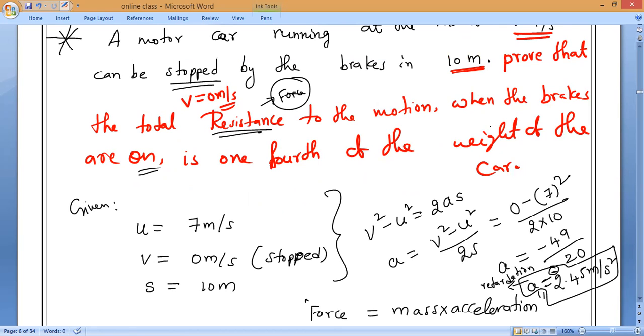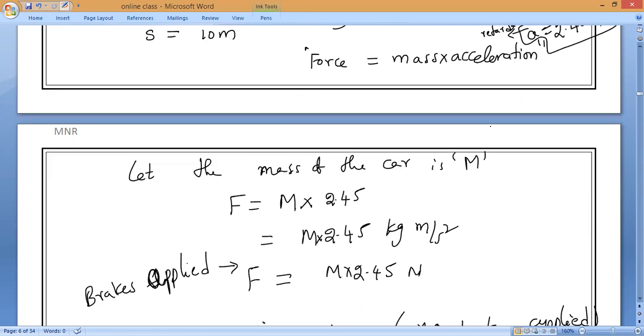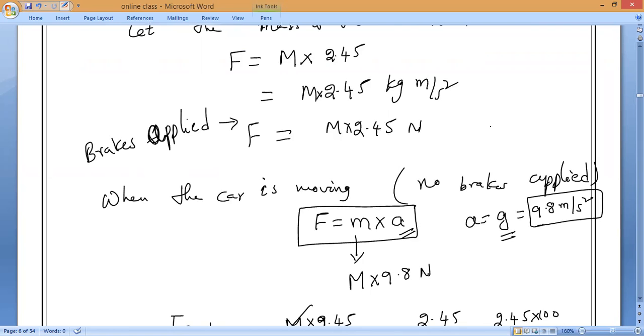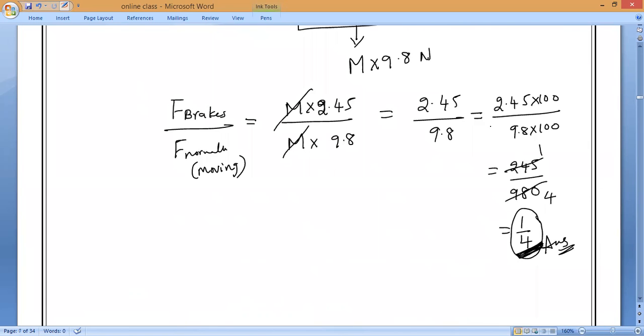So we assumed what is the car mass? Capital M we assumed. And what is the acceleration of the car? 9.8, or acceleration due to gravity. And we have compared and done that. That's all. Is it okay, everybody? Yes, please. That is what you have to do. Everyone needs to solve it, everyone needs to understand it, and you have to make it.